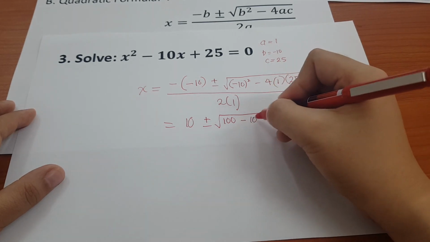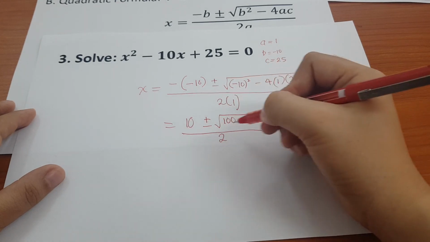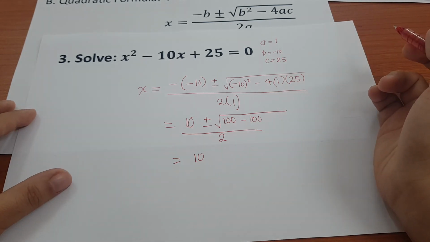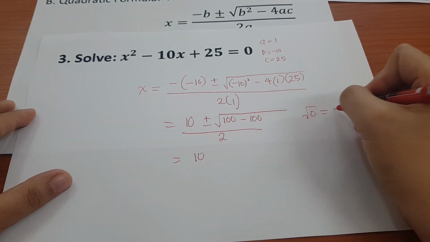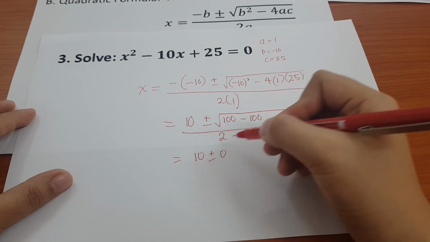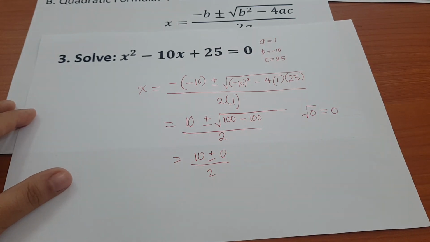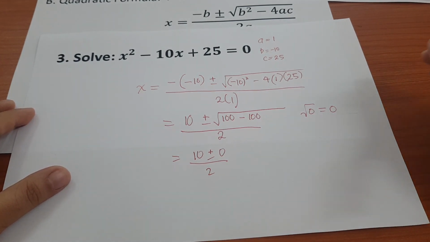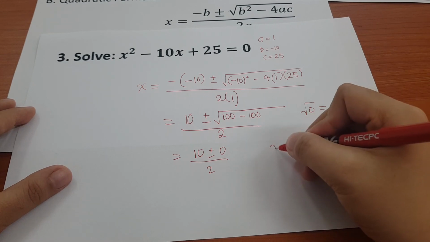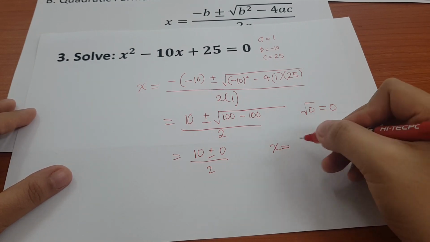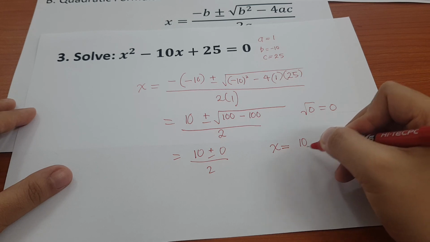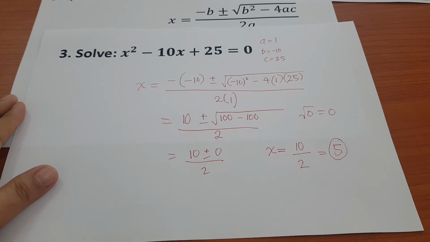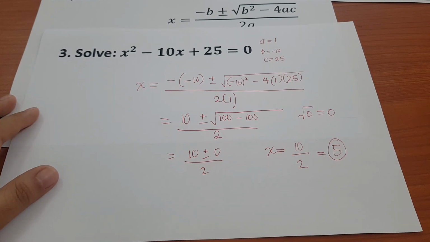So minus 100, all over 2. Now, remember 100 minus 100 is 0. The root of 0 is 0. So 10 plus and minus 0 all over 2. In this case, plus and minus 0 doesn't mean anything because you're just adding or subtracting 0. Therefore, your only value of x is 10 over 2, which is 5. So you have one value of x here, which is 5.